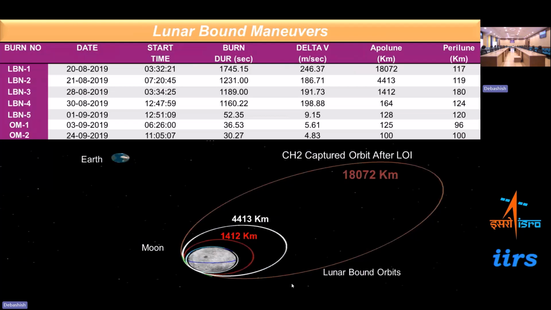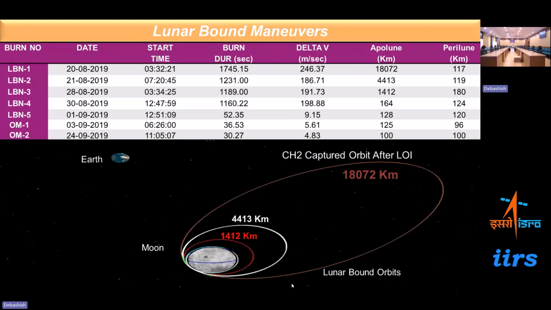After the LOI, the lunar orbit insertion, the orbit was 117 kilometer perilune and 18,000 kilometer apolune. Now slowly from there, we decrease the orbit. Apolune and perilune both will be reduced in such a way that we achieve a 100 by 100 orbit. So if you see, there is a series of maneuvers, 7 maneuvers. Through that, we primarily achieve the science orbit.